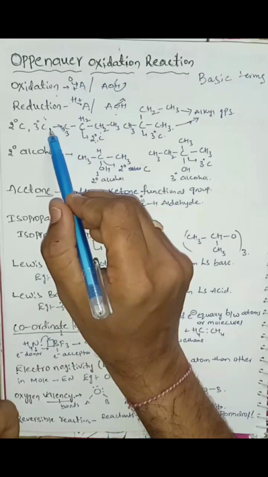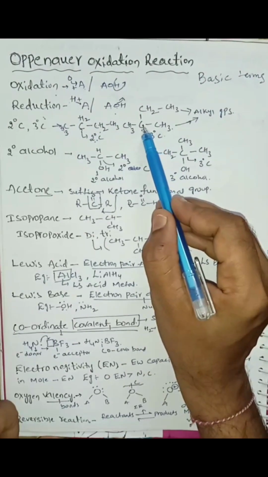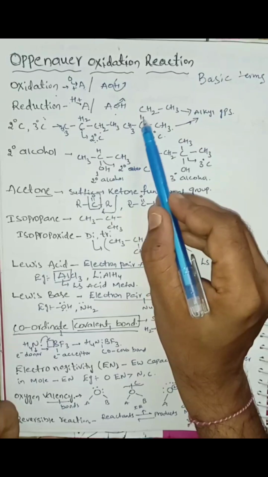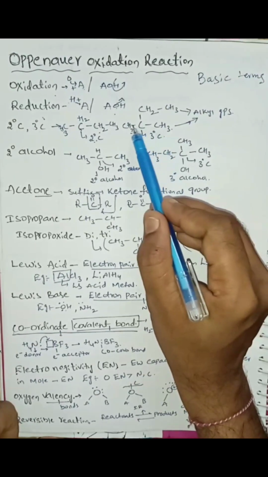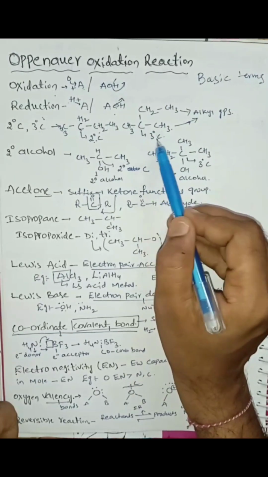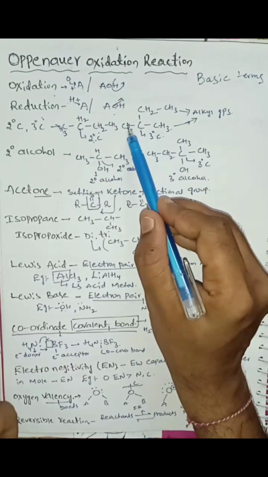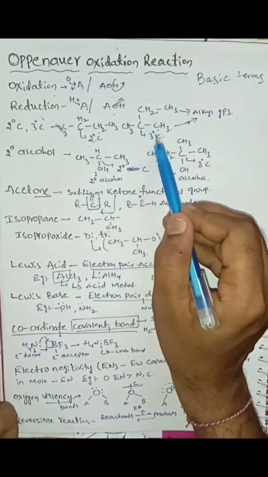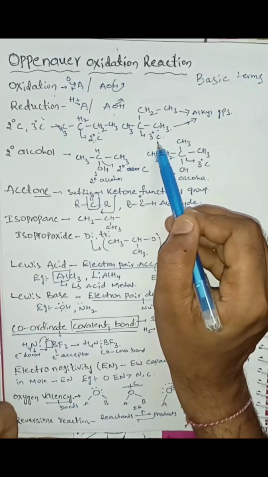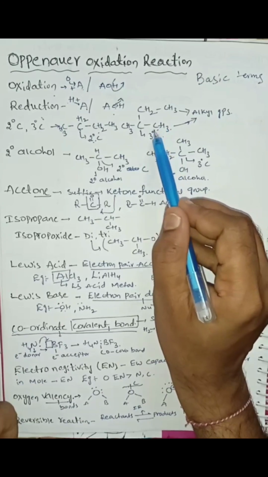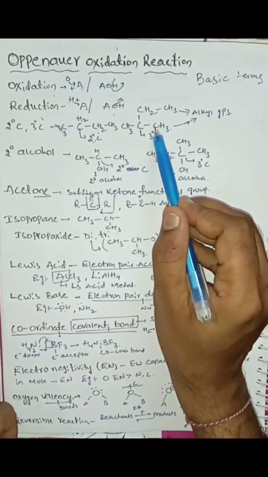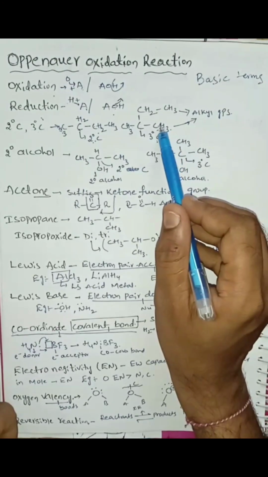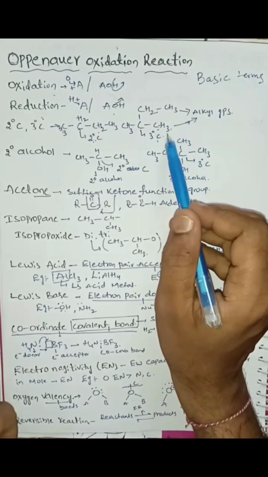So next, tertiary carbon. Tertiary carbon means a carbon attached adjacently to three carbons, or immediate carbons. So this carbon is attached to 1, 2, 3 immediate carbons. That's why this carbon is tertiary carbon. Those carbons may be alkyl groups like methyl, ethyl, propyl groups or any other carbon containing groups.